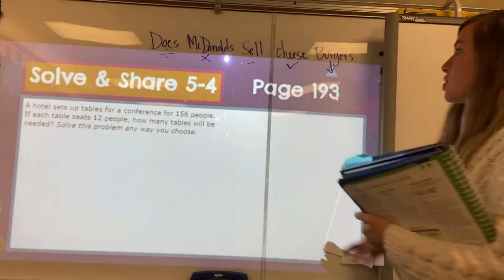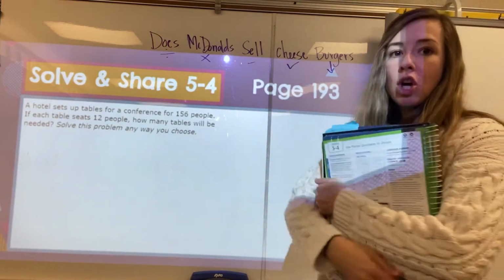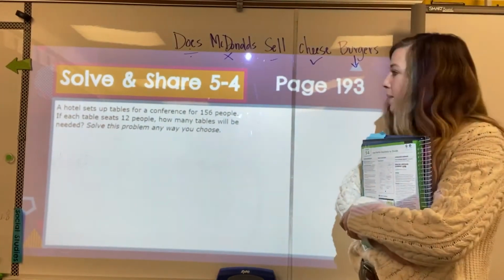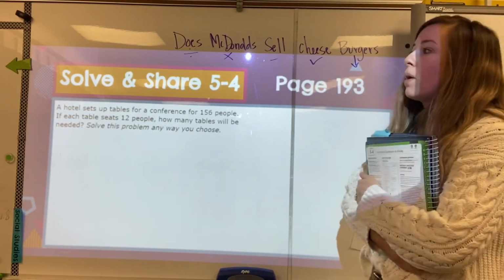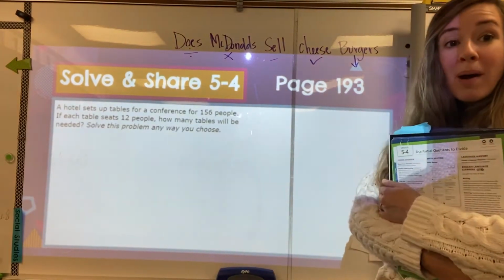Alrighty, here's our solve and share again on page 193. I'm going to read it and give you a chance to try to solve it on your own. I'm going to turn my camera just a little bit. There we go. Okay, so our problem says, a hotel sets up tables for a conference for 156 people. If each table seats 12 people, how many tables will be needed? Solve this problem any way you choose.